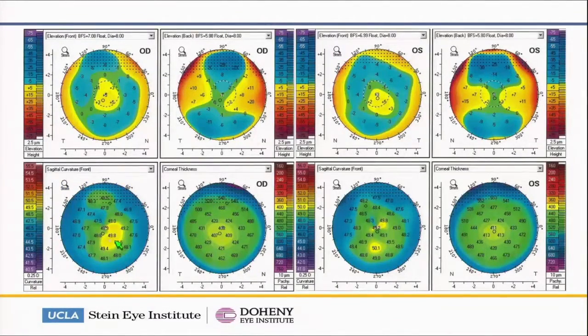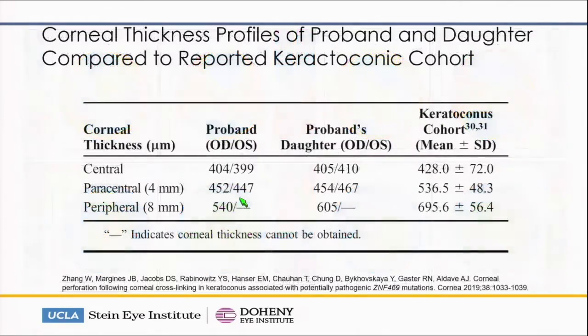Tomographic imaging demonstrated in the right eye and the left eye some mild inferior paracentral steepening. But again, what was most prominent was on the pachymetry map, these thin central corneas and this global thinning. Again, here we see that the peripheral corneal thickness is around 480 microns in each eye.